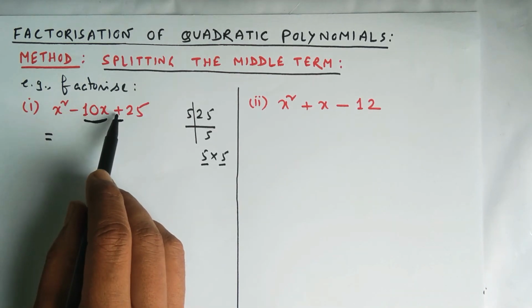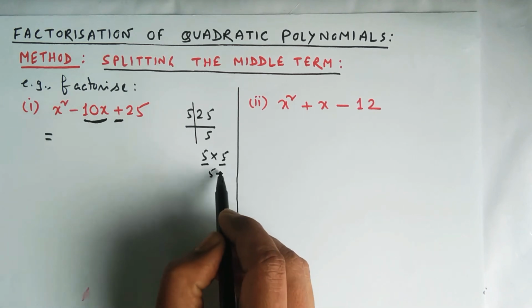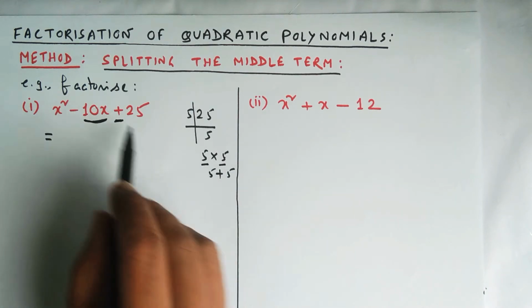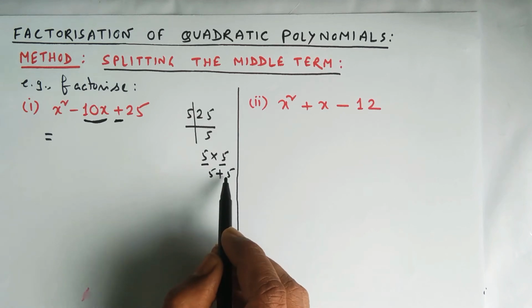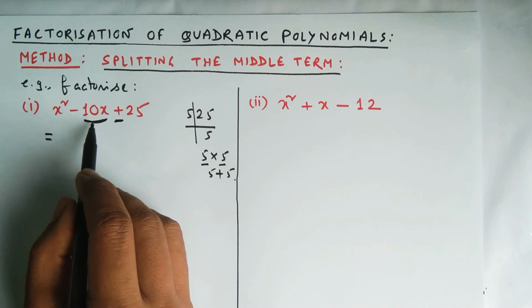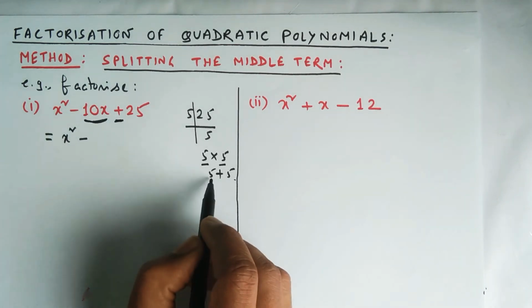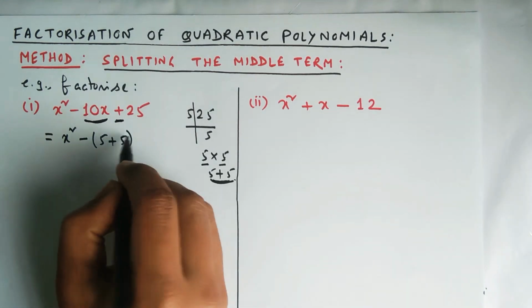Since the sign is plus, we are going to add the prime factors, 5 plus 5. If it is minus, then you have to do minus. Now since it is plus, we will be adding 5 plus 5. Check whether this is correct or not: 5 plus 5 is 10. So this is correct. So x square minus 10x we will now write as x square minus 5 plus 5 times x.